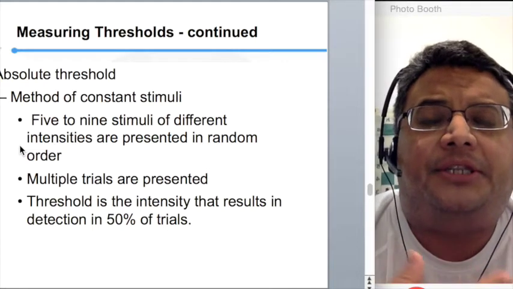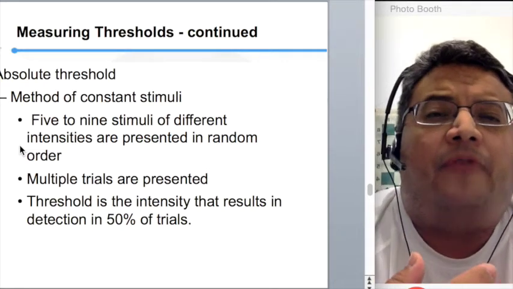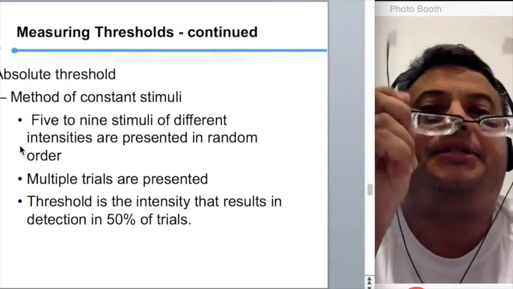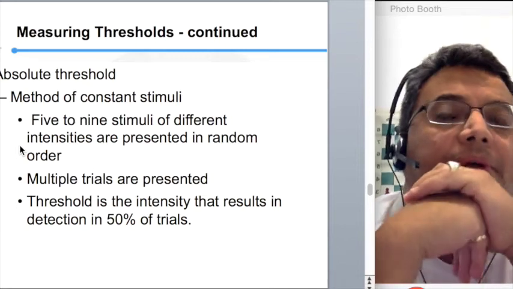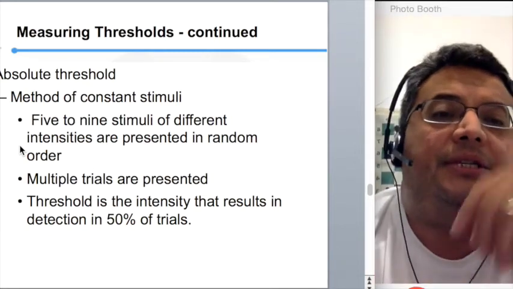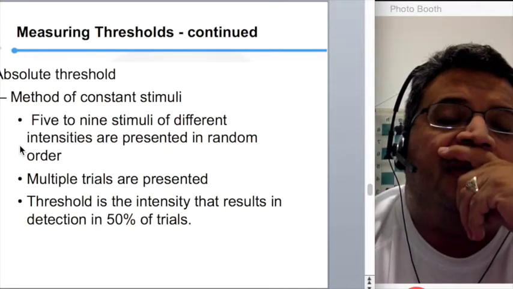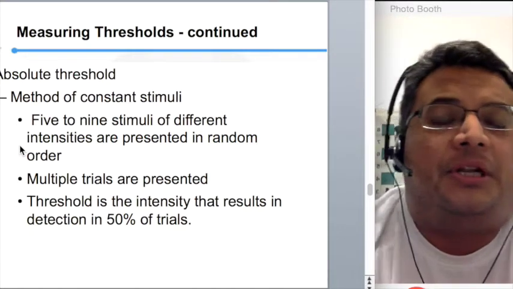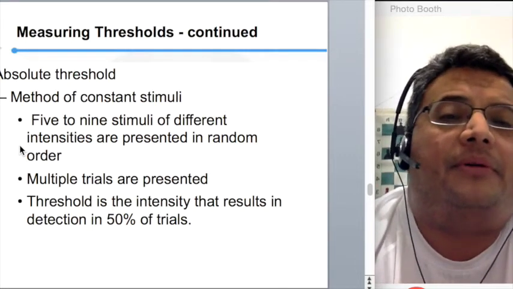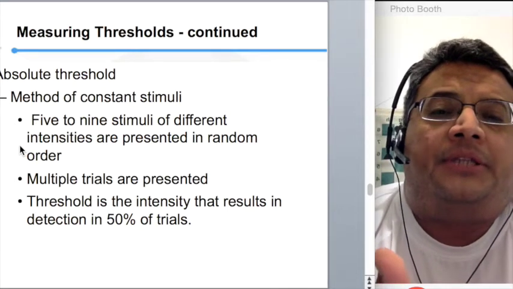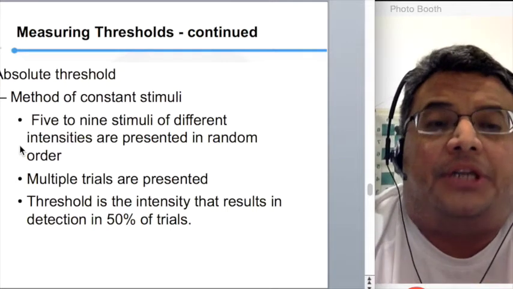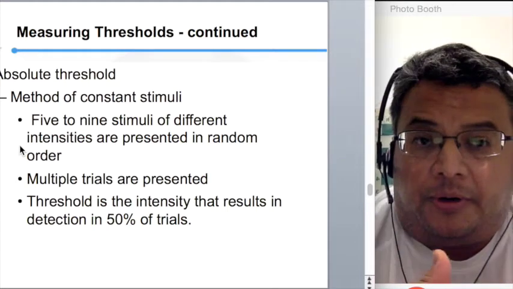The method of constant stimuli. You've probably experienced this before when you've done a hearing test. I don't know if you've ever done a hearing test. You go into a little soundproof room, you put on some headphones, and they play tones of different intensities. You're supposed to press a button if you hear a tone, and not press it when you don't hear it. Basically, this is presenting different intensities of sounds, touches, or sights in random order.